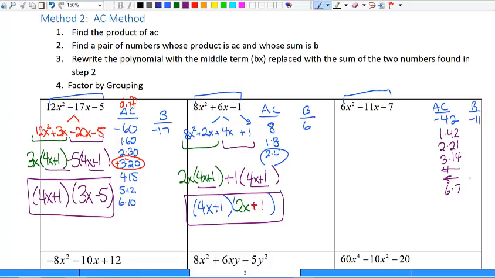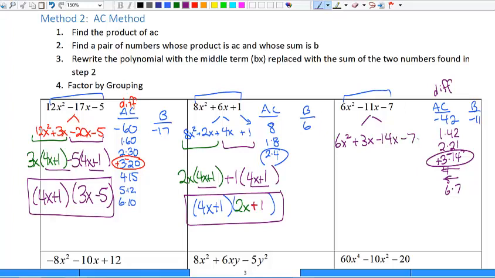So of those, which group adds or subtracts to 11 when this is negative? That means they're going to have different signs. With different signs, it looks like 14 and 3, with the b being negative 11, the negative is going to go on the bigger number. So that's 6x squared. The negative 11x breaks up into positive 3x minus 14x, minus 7.